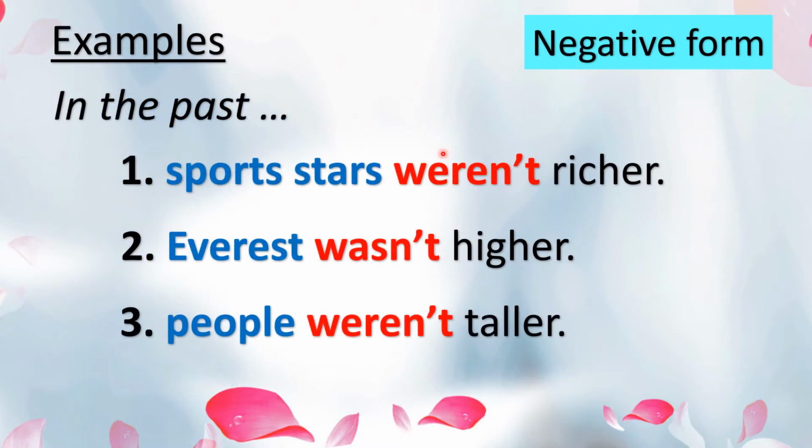Let's see the sentences with the negative form of be. In the past, sports stars weren't richer. Sports stars is plural, so we use weren't. In the past, Everest wasn't higher. Everest is singular, so you use wasn't. In the past, people weren't taller. People is plural, so we use weren't.